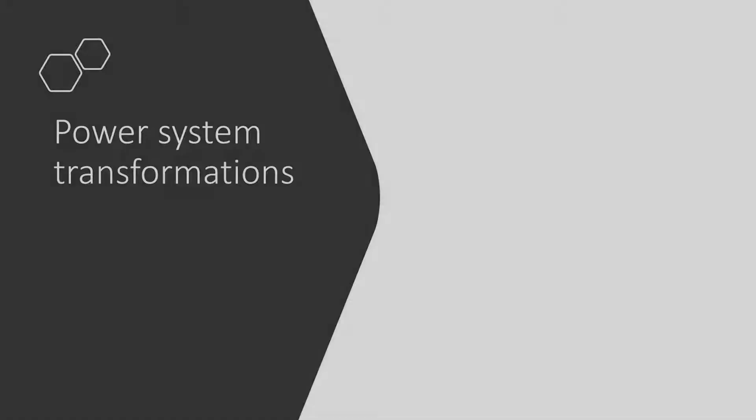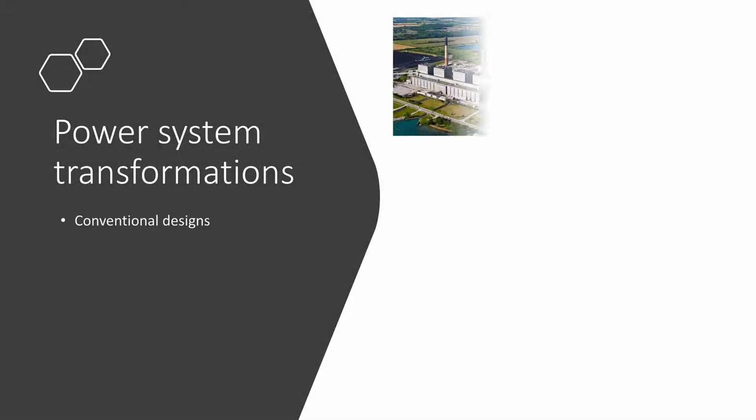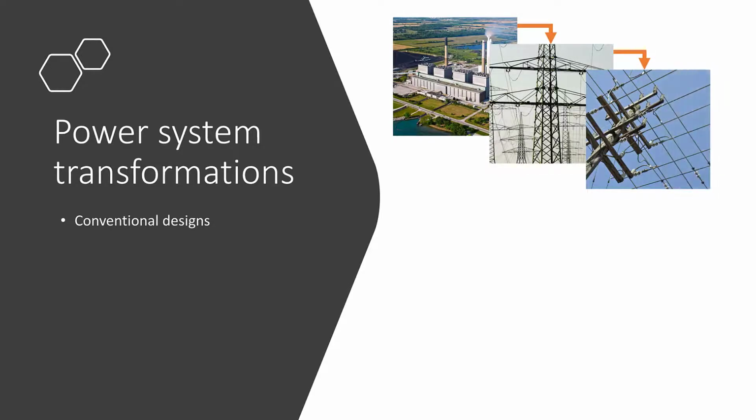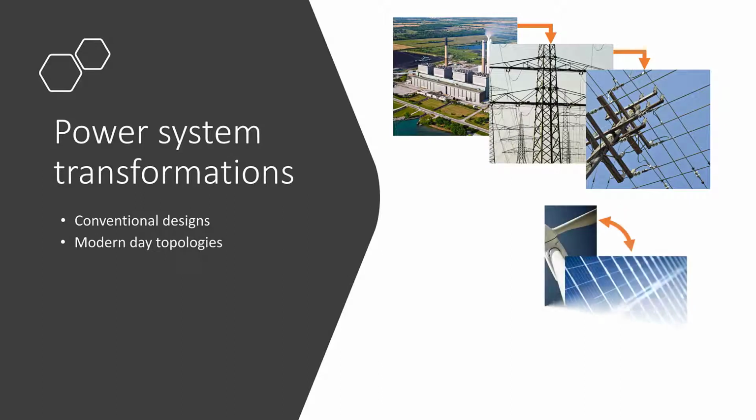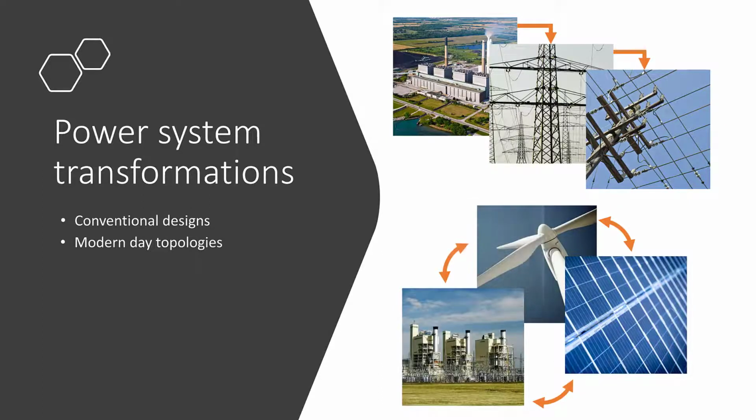Modern-day power systems are moving away from traditional designs comprised of reliable generation sources, connected through transmission and distribution networks. A new topology, comprised of embedded generators and variable renewable sources, is emerging as we target lower emission levels.